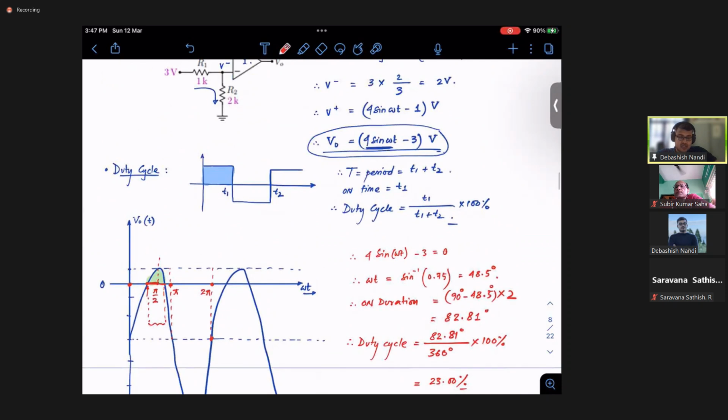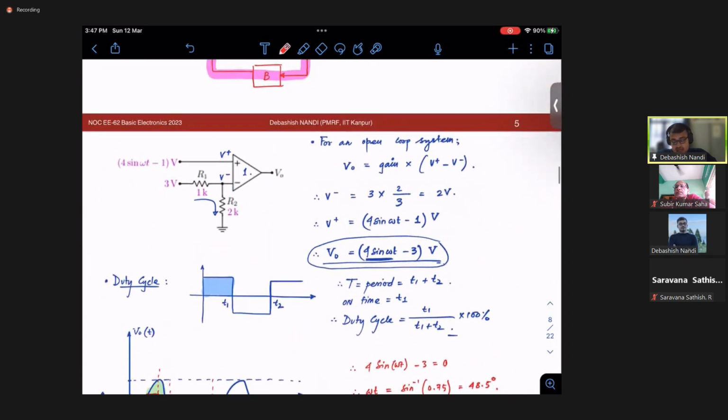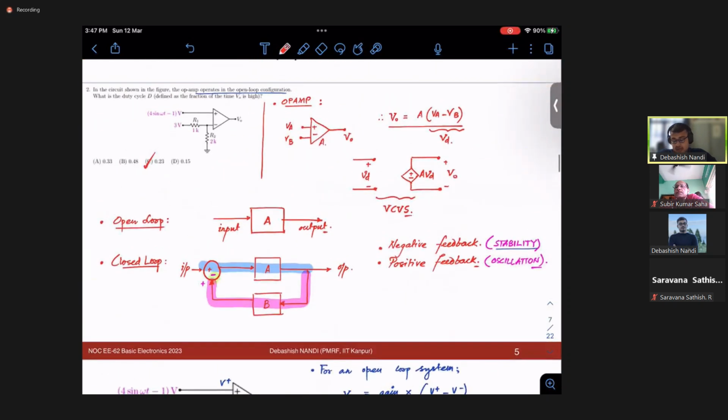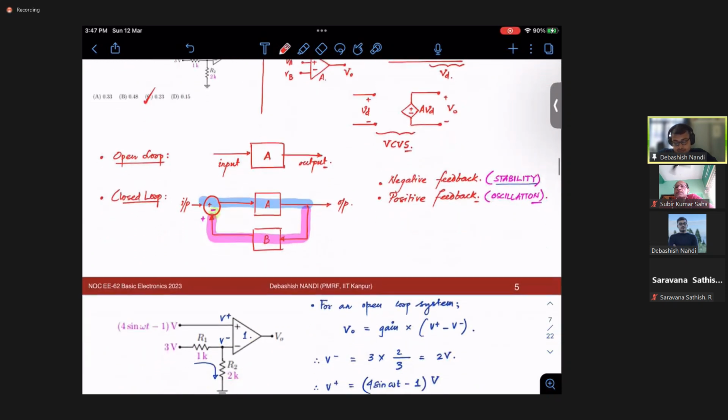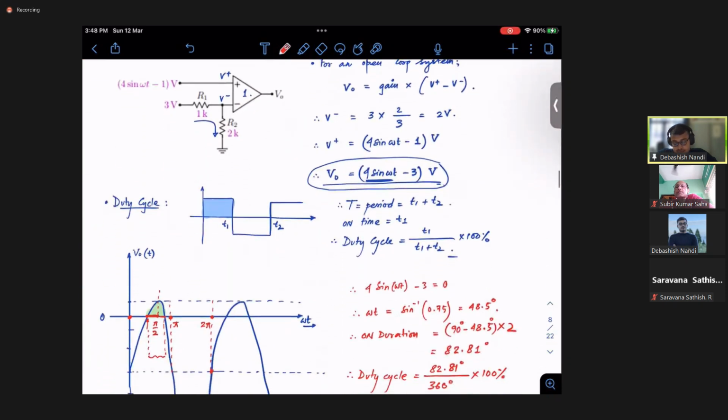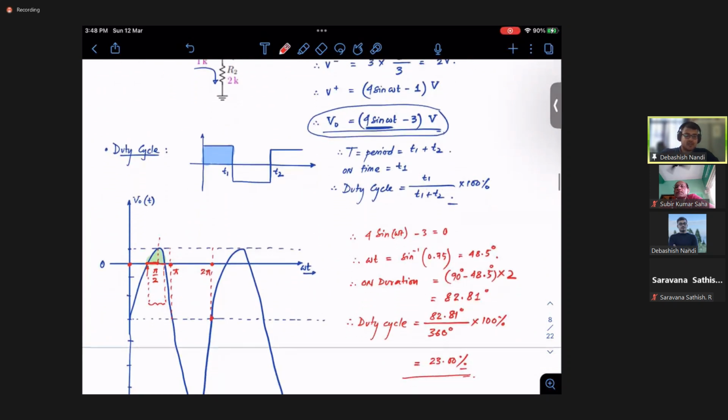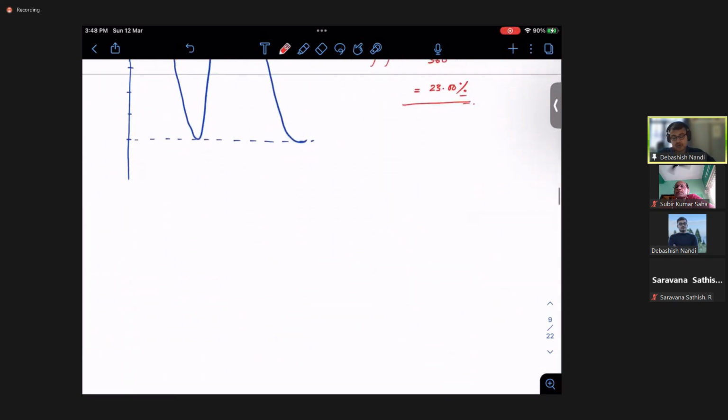If you have any question, then we can discuss it again, or else I will move forward to the next problem. This is pretty simple actually, right? So let's move forward to the next problem.